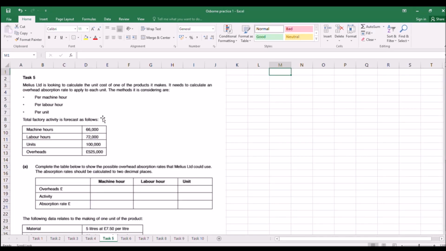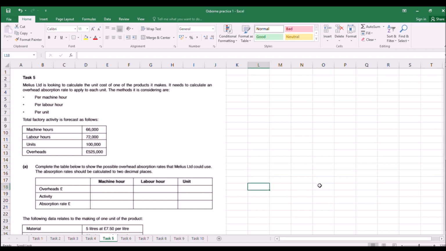Task 5. Mellis Limited is looking to calculate the unit cost of one of its products, and it needs to calculate an overhead absorption rate. We can absorb overheads on anything that we decide to do it on. We could do it on the blue socks that we all had on if you wanted to. But let's just see what method it's considering: per machine hour, per labour hour, and per unit. So you've got these activities here, some overheads, and we're given some things in here. We're now going to see what the activity is.